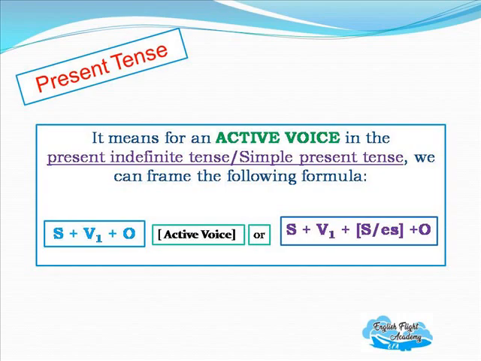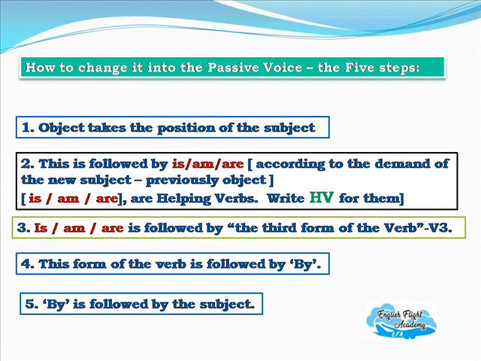Now let's learn how to change the active voice into the passive voice. There are 5 steps to be remembered. Please note them down. The object takes the position of the subject.